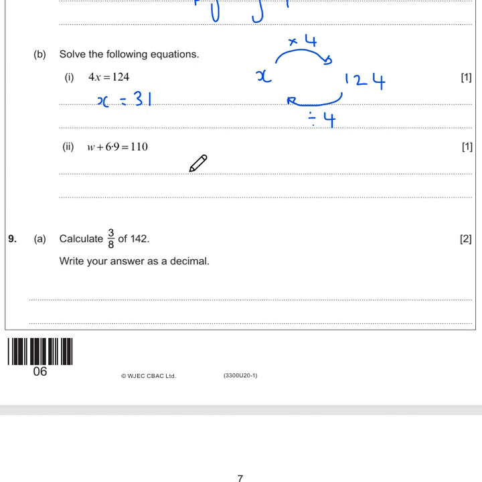For part II, we've got w, and we are adding 6.9, which is going to give us 110. In order to solve that, we're going to do the inverse or opposite of adding 6.9, which is to take away 6.9. So 110 take away 6.9 is going to give us w is equal to 103.1.